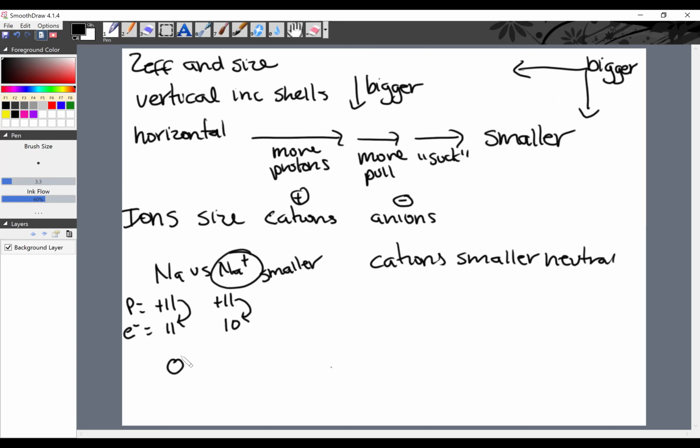And oxygen versus, let's say, O minus 2. The protons are the same in oxygen, it has a total of 8. There's 6 on the outside, but it has a total of 8.